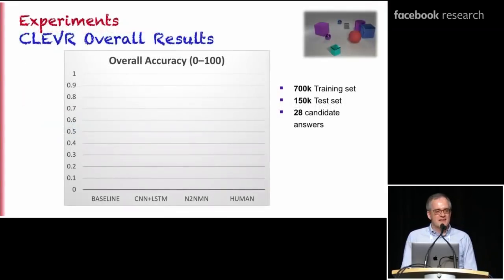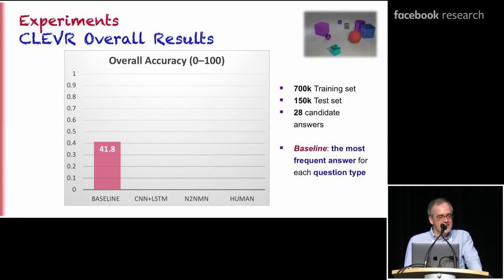Okay, so here are some of the experimental results and a bit of discussion. So in the CLEVR dataset, overall there are 700,000 training examples, 150,000 test examples, the 28 answers. Because there are a limited space of answers, the baseline is very small. There are lots of yes-no questions or metal versus rubber questions. And so if you guess the most frequent answer for each question type, that gets you to 41%. Using ConvNets and LSTMs is sort of the standard baseline VQA architecture. That does a bit better, but not a lot better. That gets you 52%.